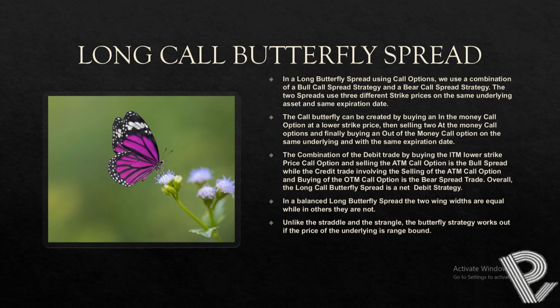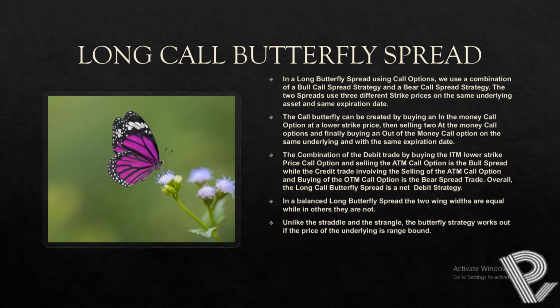Long call butterfly spread. In a long butterfly spread, using call options, we use a combination of a bull call spread strategy and a bear call spread strategy. The two spreads use three different strike prices on the same underlying asset and the same expiration date. The call butterfly can be created by buying an in-the-money call option at a lower strike price, then selling two at-the-money call options, and finally buying an out-of-the-money call option on the same underlying and with the same expiration date.